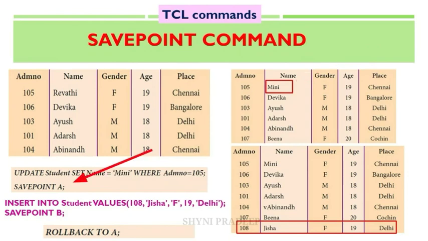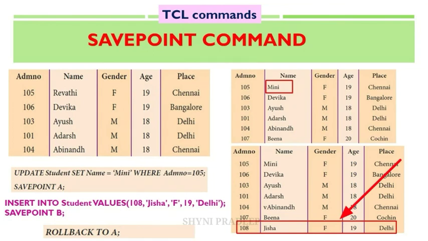Savepoint A means what? The new name Mini is saved temporarily in this student table. Okay. And another example is given. If you want to insert new student values in the student table, you have to give this command. Insert into student values 106, Jisha, F, female, age 19, place Delhi. Savepoint B, which means the new student values are added in the student table.